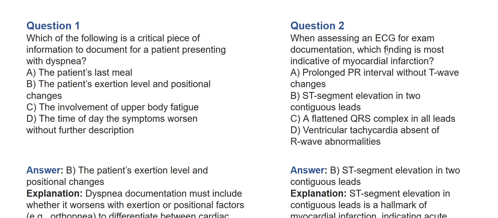Question 2. When assessing an ECG or EKG for exam documentation, which finding is most indicative of myocardial infarction, MI? Is it A. Prolonged PR interval without T wave changes? B. ST segment elevation in two contiguous leads? C. A flattened QRS complex in all leads? Or D. Ventricular tachycardia absent of R wave abnormalities? Definitely it's B. ST elevation, as ST segment elevation in contiguous leads is a hallmark of MI, indicating acute ischemia requiring immediate intervention.